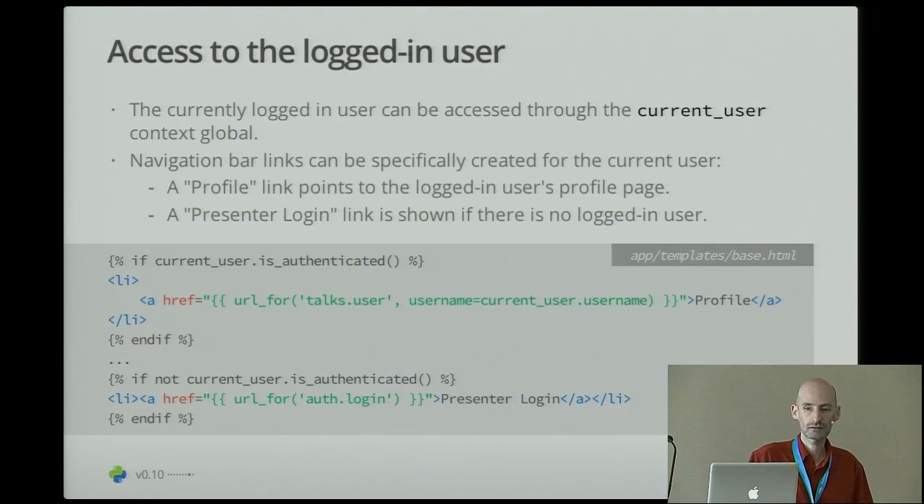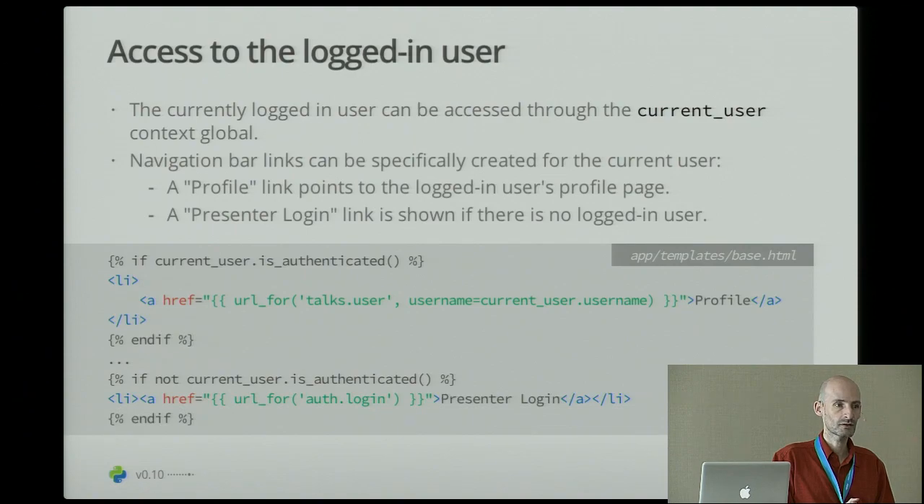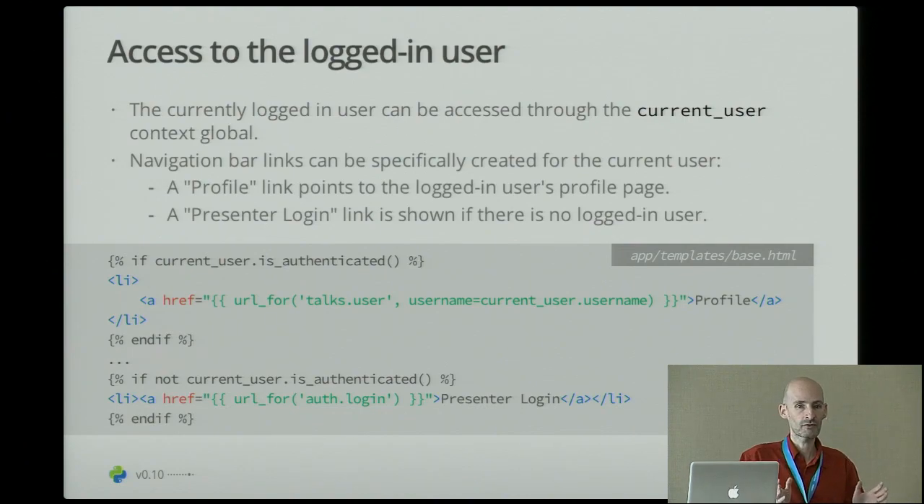Now, let's say a user logged in. So now there's a new context global that you can use. It's called current_user. That's defined by Flask-Login. And that is the user model of the user that's logged in. If you have a web server with multiple threads, current_user will be a different user on each thread. And if one of the threads is serving an anonymous user, current_user will be a special object called anonymous user. That's something Flask-Login defines.